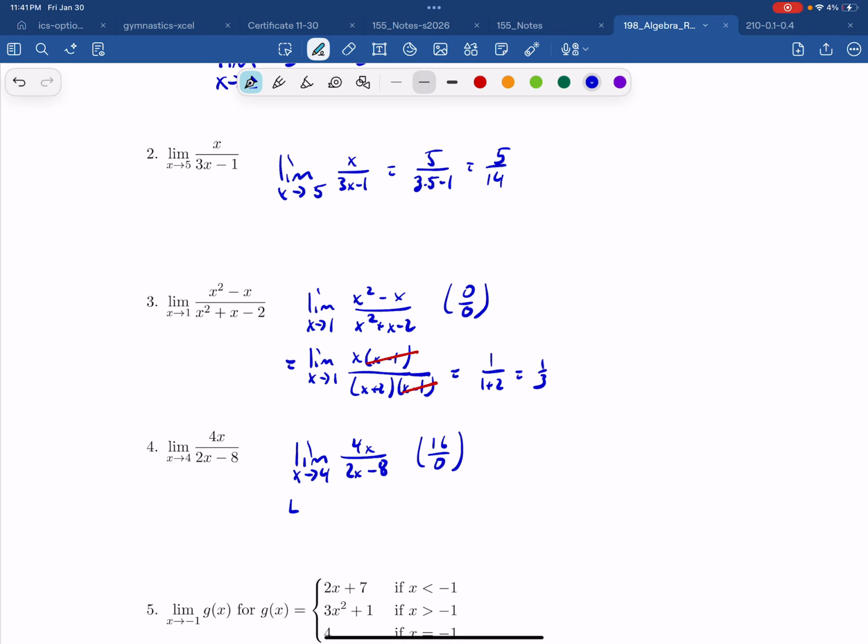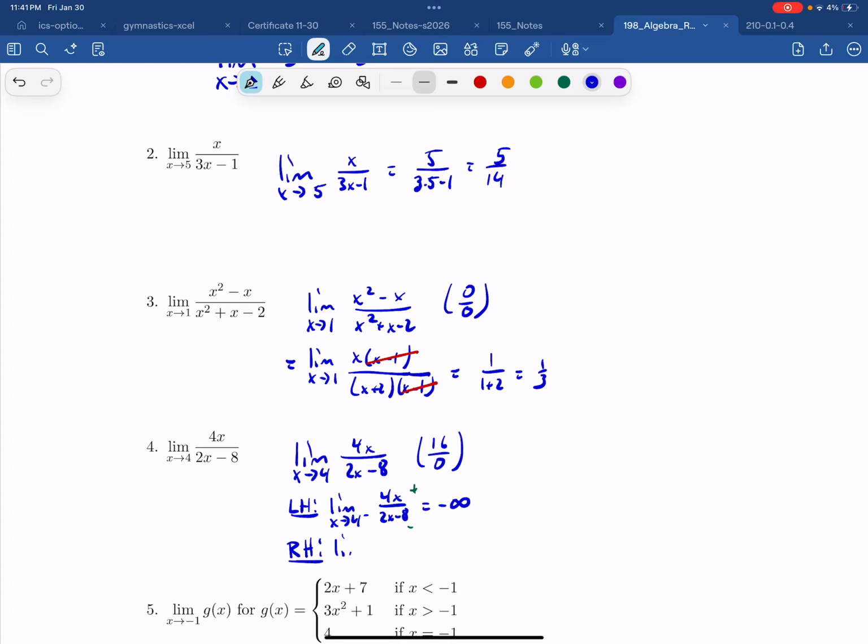So we say, okay, left hand, the limit as x approaches 4 from the left of 4x over 2x minus 8 is going to equal, well, let's see, the top is going to be positive. I write a little positive sign right there. And the bottom, well, if we're a little less than 4, that's going to be negative. So it looks like we're going to have a negative, and we're going to infinity, so we have that.